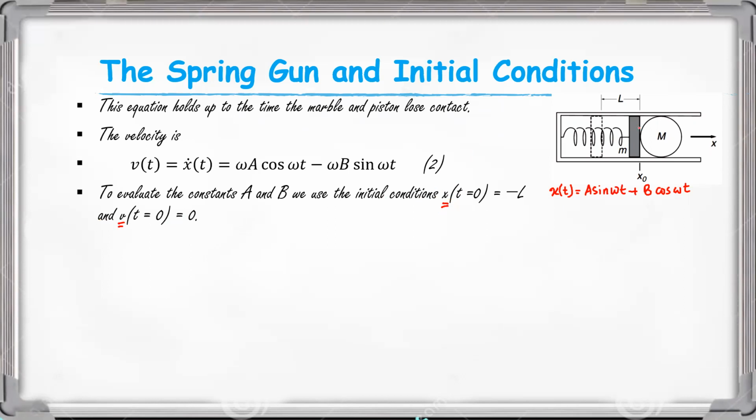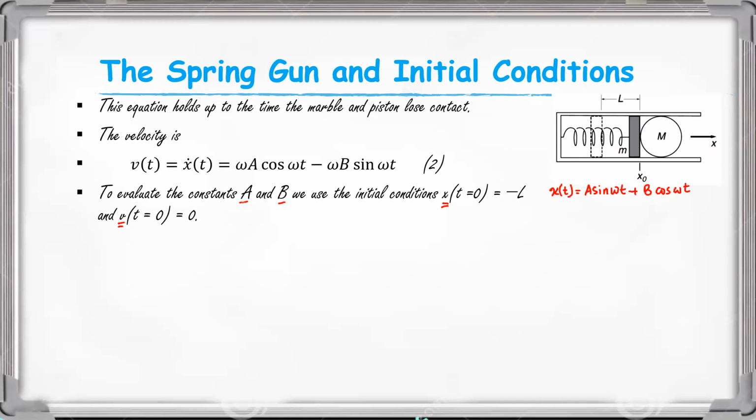We compress, we pull back the piston and the marble to a length L from the equilibrium position. Then the initial value of the position is minus L, backward in the x direction. Then x of 0, the initial value of position, is equal to minus L, and the initial value of velocity is equal to 0. Then our aim is to find the constants A and B. We have to evaluate A and B.